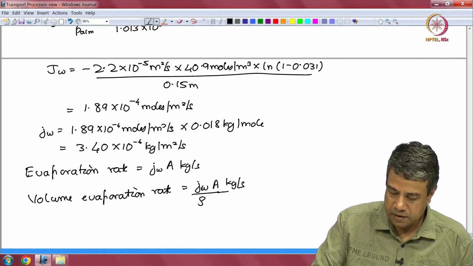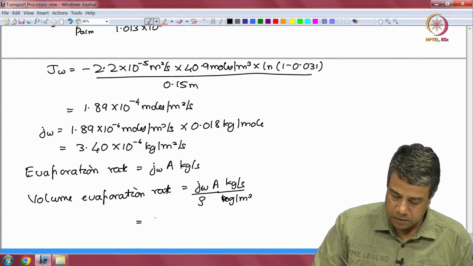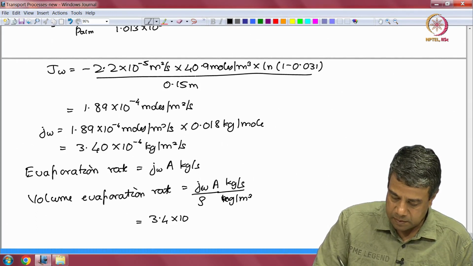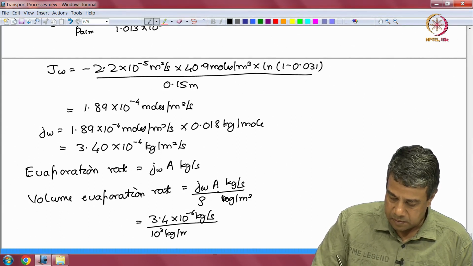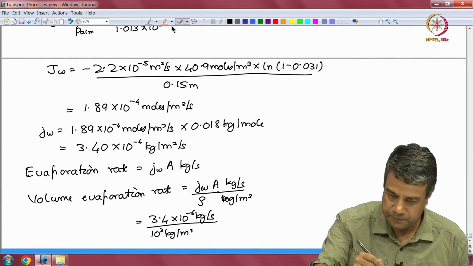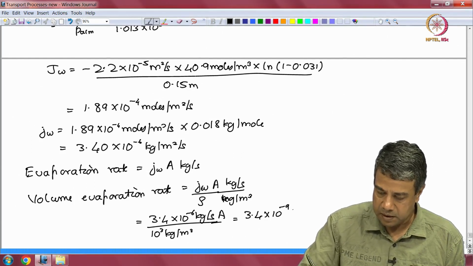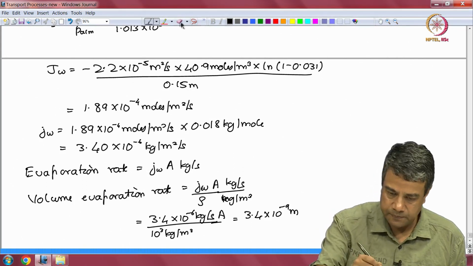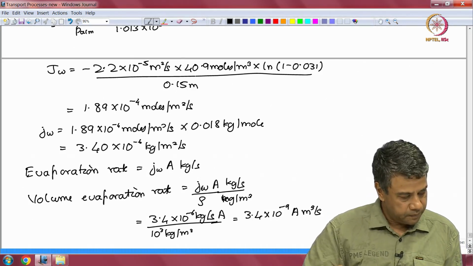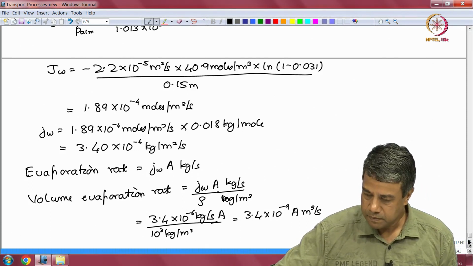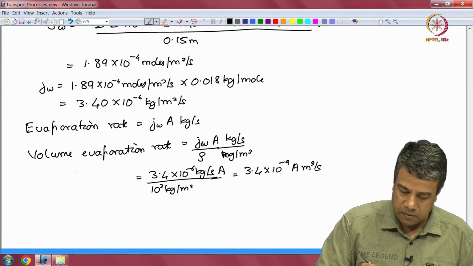This is kg per second divided by kg per meter cubed, which is equal to 3.4 into 10 power minus 6 kg per second divided by 10 power 3 kg per meter cubed, multiplied by A. It is equal to 3.4 into 10 power minus 9 meter into A, meter cubed per second. So, this is the volume evaporation rate.